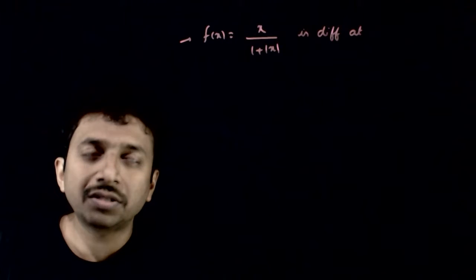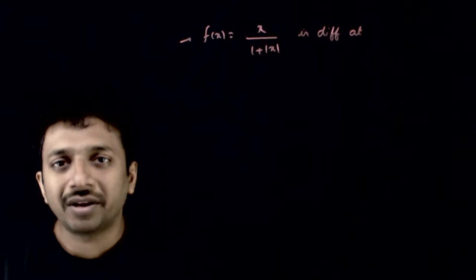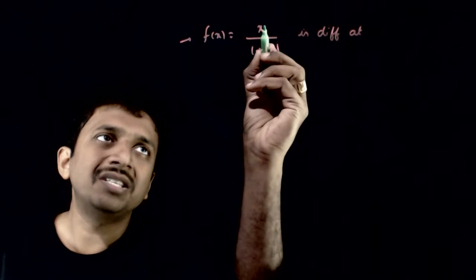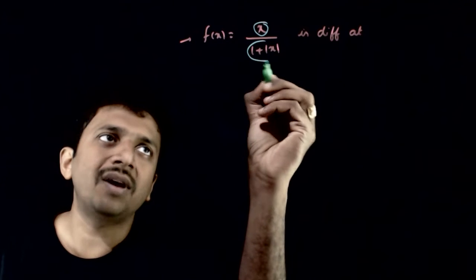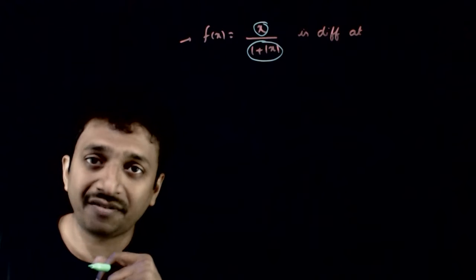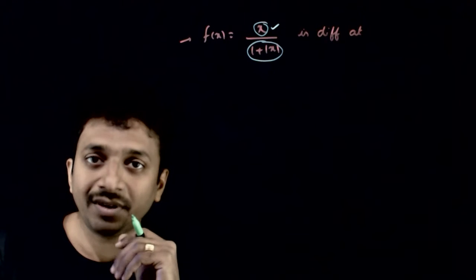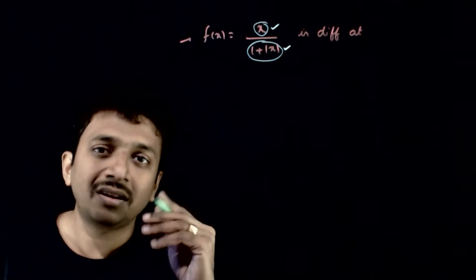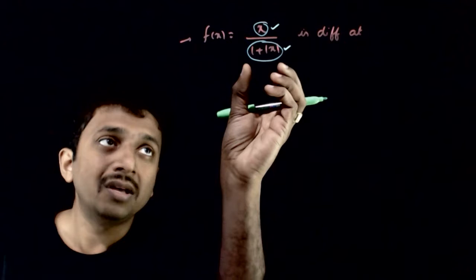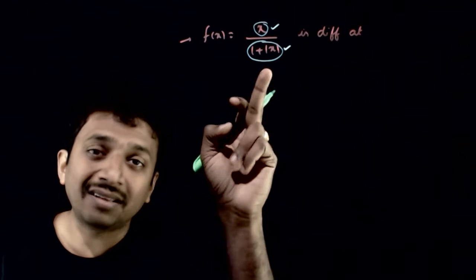So welcome students. In this question you're asked to find the interval where x by 1 plus mod x is differentiable. If you look at this function, it is made up of two functions, x and 1 plus mod x. As you can see, both these functions are differentiable. x is differentiable everywhere, 1 is differentiable everywhere, and mod x is differentiable everywhere except at x equal to 0. So the denominator function has problems of differentiation at x equal to 0.